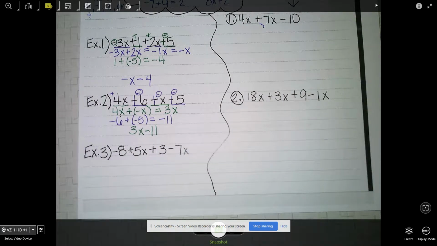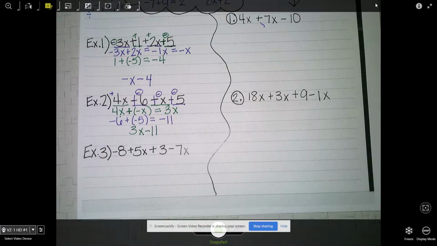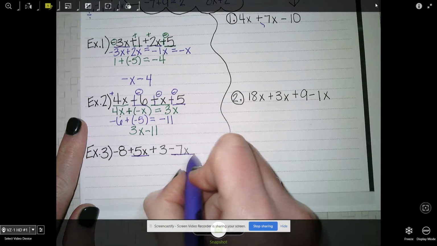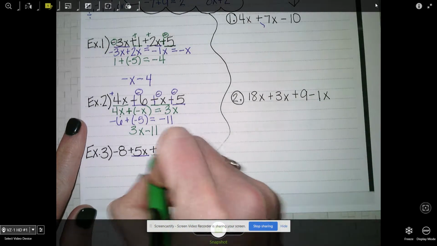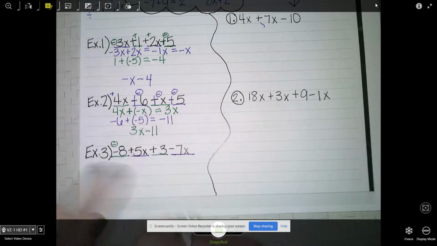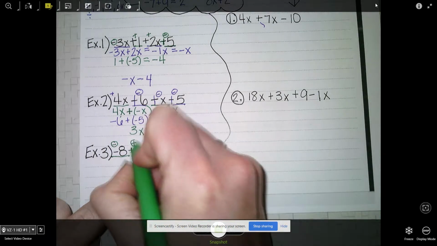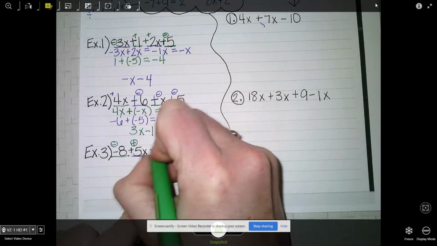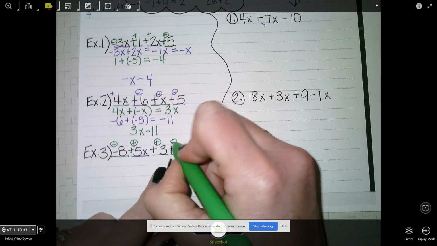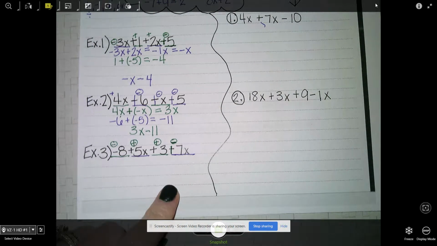All right, we got this last one to do together. So we're going to combine the like terms, or figure out the like terms first. So we have 5x and we have negative 7x. We have 3 and negative 8. And then we're going to go through and determine whether or not they're positive or negative. So we have a negative on the 8. I have a positive on the 5. We have a positive on the 3. And we have a negative on the 7.